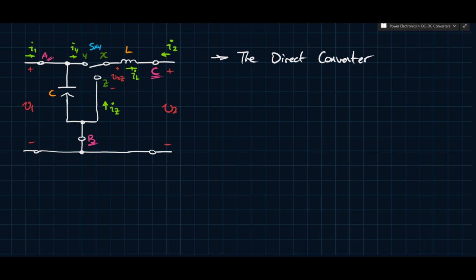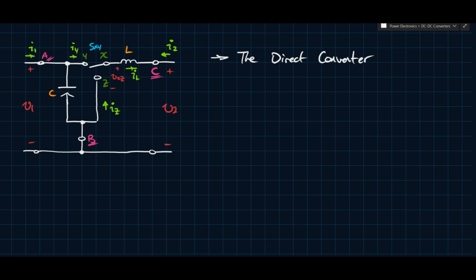So to actually do our analysis here and to do things that are somewhat useful to us, we're going to assume that L and C are large. And what does large mean? Large means large enough to remove any switching ripples as they're supposed to. And then we can assume that the voltages and the currents are all DC quantities, so we'll use uppercase variables for those.